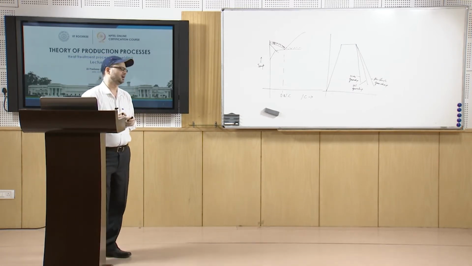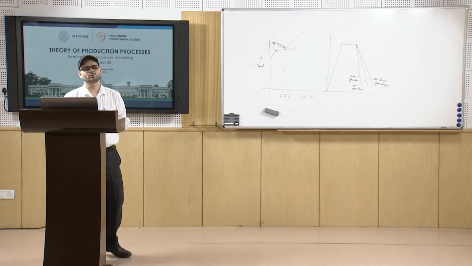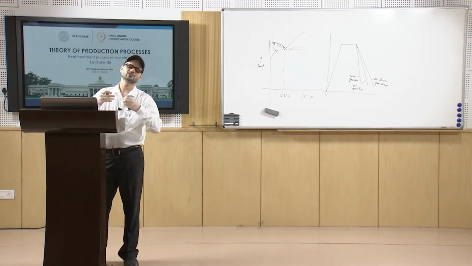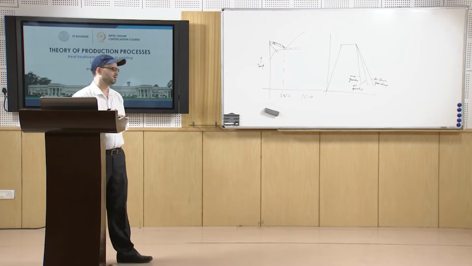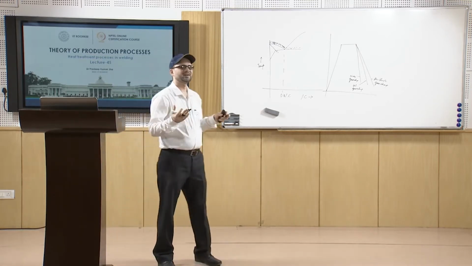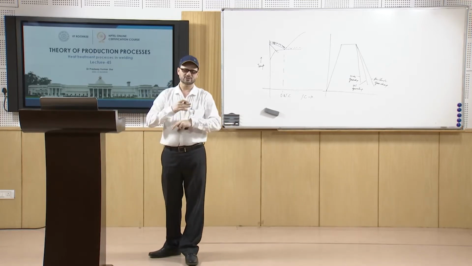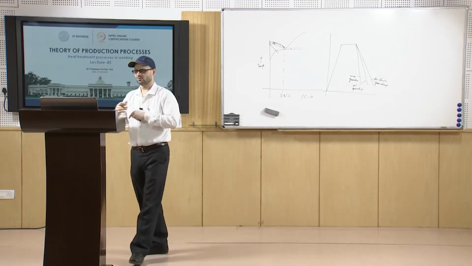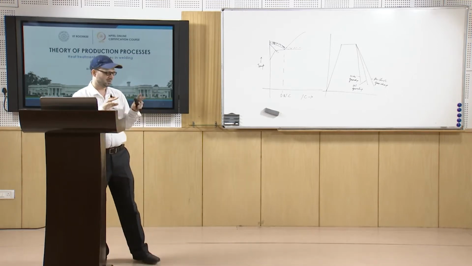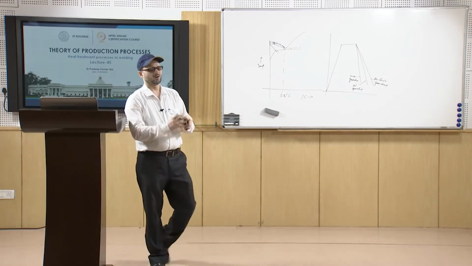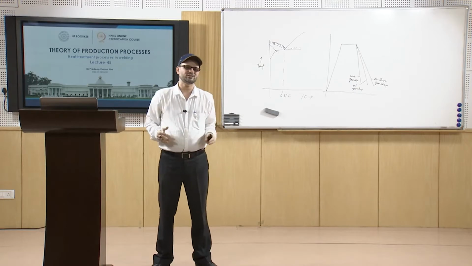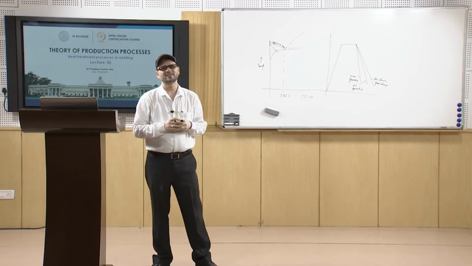Now, the water which is used as the quenching medium is normally maintained at about 25 degrees C, and it is also agitated so that it is not stagnant, because there may be a formation of a blanket around the specimen, and that may reduce the heat transfer process.